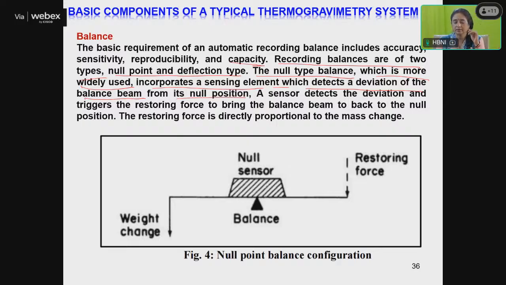Because when it is at the null position, any deflection from this, there will be a sensor which will detect the deviation and trigger the restoring force to bring the balance beam back to the null position. And then the restoring force will be directly proportional to the mass change. So this is the typical principle of your thermogravimetric analysis.